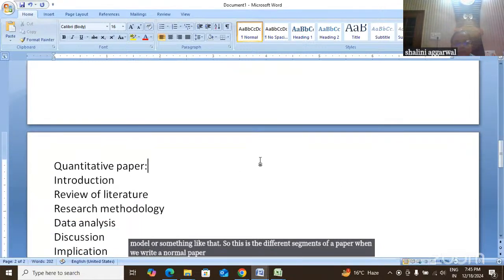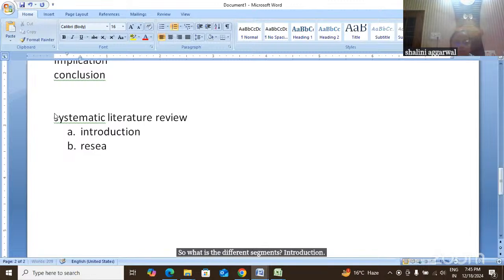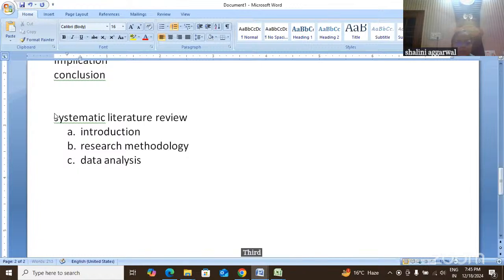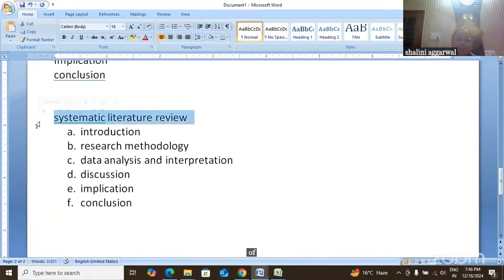But when we are writing an SLR paper, what are the different segments? Let me write it here: systematic literature review paper. The segments are introduction, research methodology, third, data analysis. The rest of the portions remain the same: discussion, implications, and conclusion. So these are the different segments of a systematic literature review.